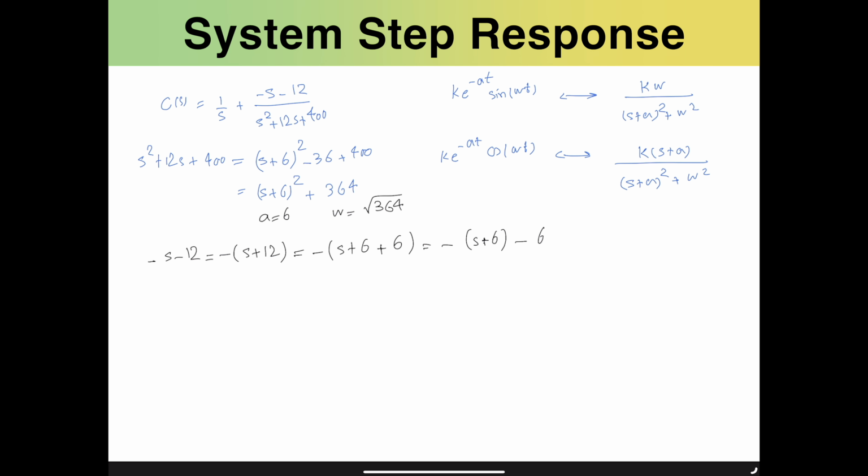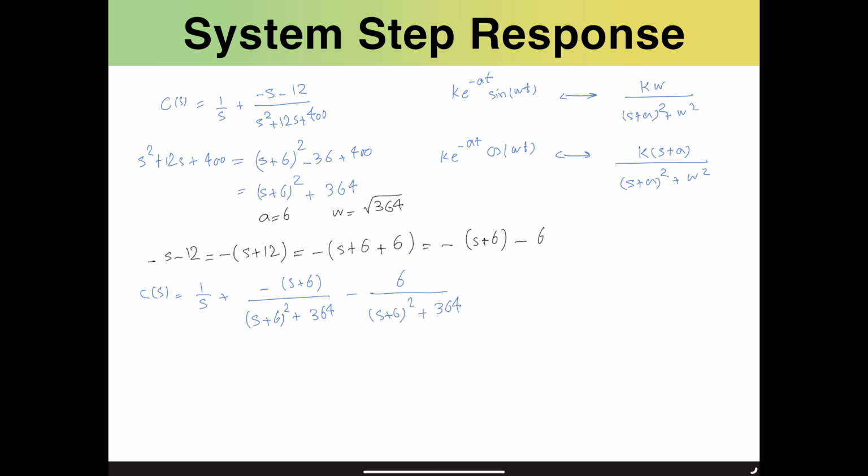So if I simplify C(s) in general, after all, C(s) is going to be 1 over s plus the numerator, which in this case is minus s plus 6, divided by the denominator, which is s plus 6 squared plus 364. And the second term would be minus 6, with a similar root and similar denominator, represented here.